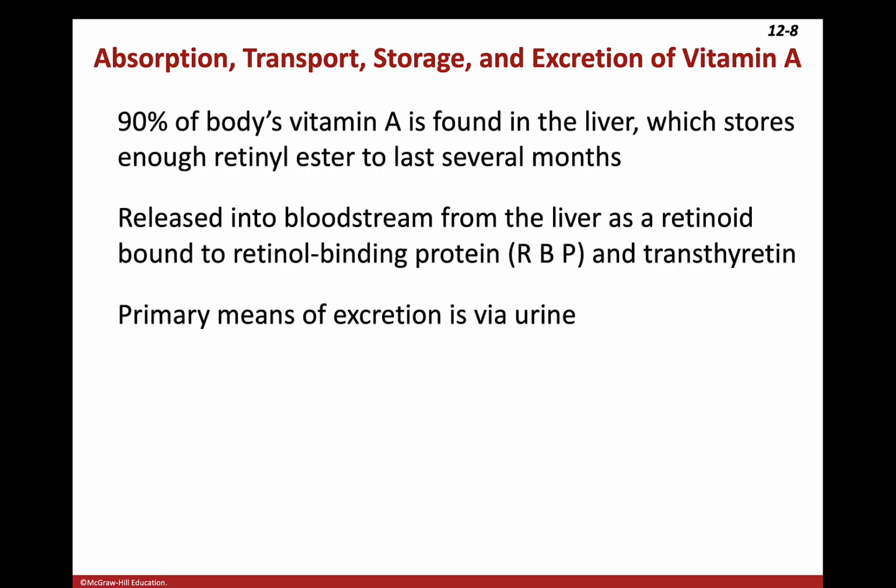90% of the body's vitamin A is found in the liver. Our liver stores have enough retinol ester to last several months. So this is one of the reasons why a vitamin A deficiency is so uncommon. It will be released into the bloodstream from the liver as a retinoid, bound to retinol binding protein and transthyretin. The primary excretion of vitamin A is in our urine.